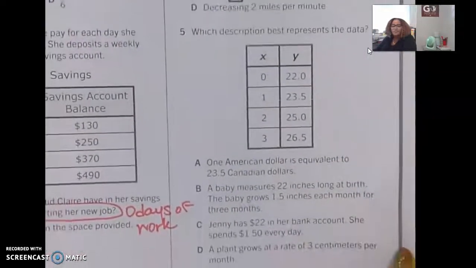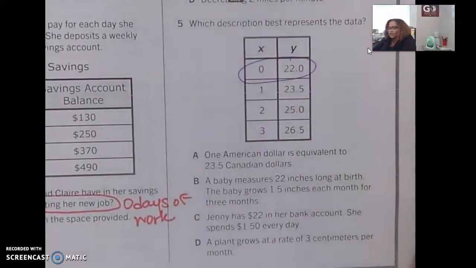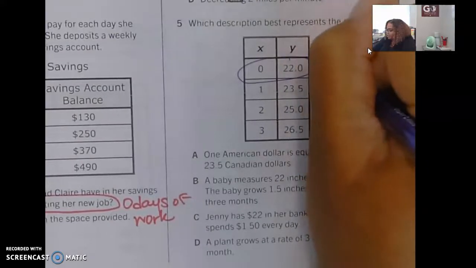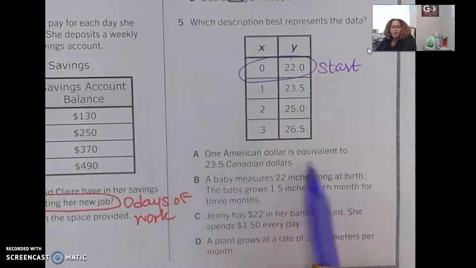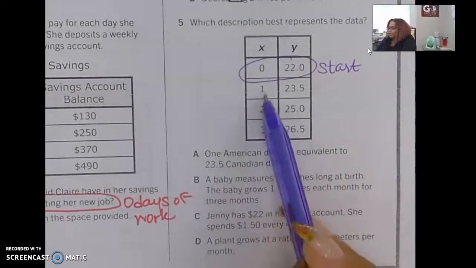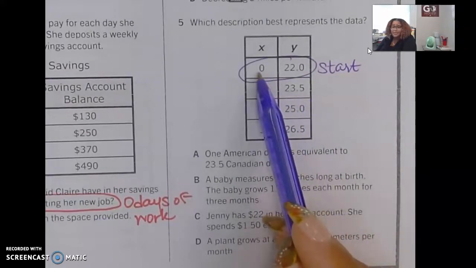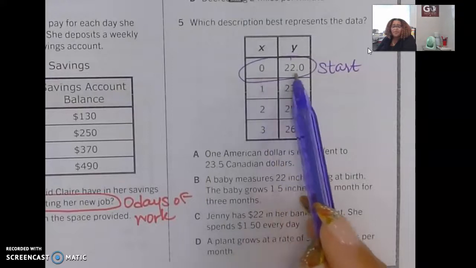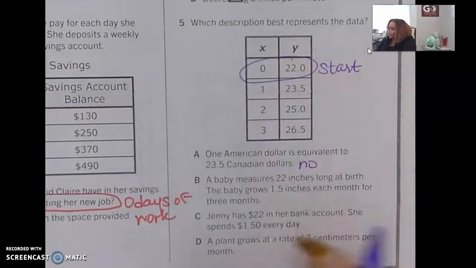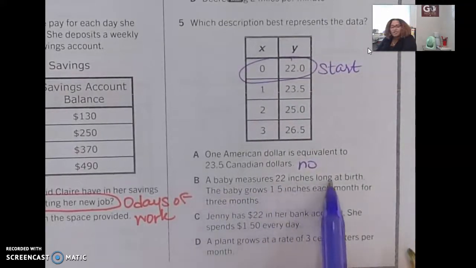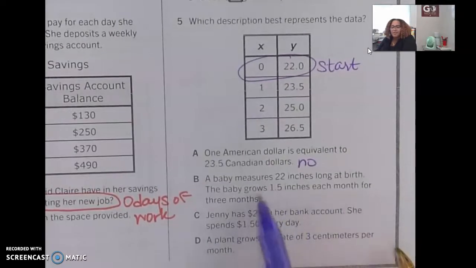Number 5, it says which description best represents the data. So this is a 0 and 22. This is my start. This is where I begin. It says 1 American dollar is equivalent to 23.5 Canadian dollars. Sure, 1 equals 23.5, but then realistically, would this make sense if I go to Canada with $0, they're just going to hand me 22 Canadian dollars? No, that's not possible. Here it says a baby measures 22 inches long at birth, and then the baby grows 1.5 inches each month for 3 months.